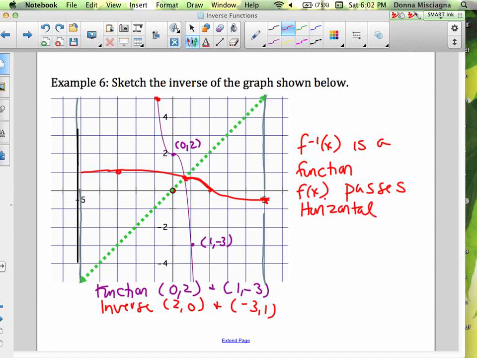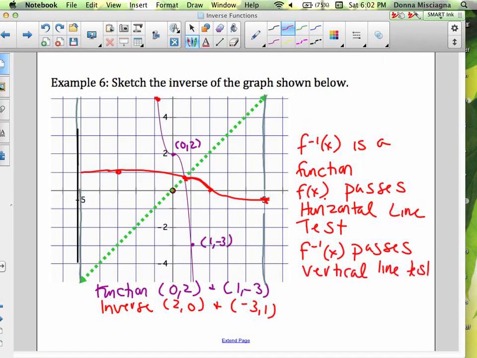We'll write that. And you should write this, by the way, on these graphs. So f of x passes the horizontal line test. f inverse passes the vertical line test. Yay! They both studied. Just a little humor. Just a little math humor.